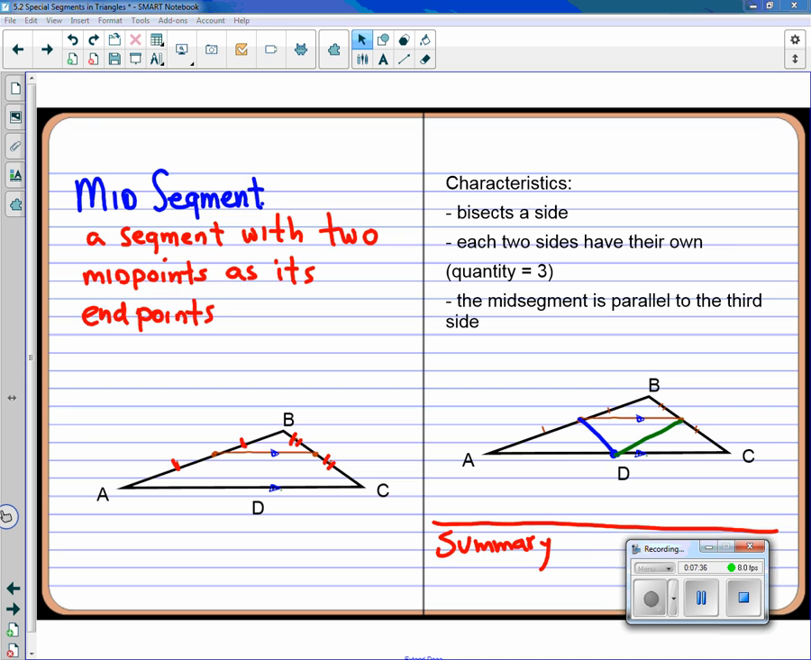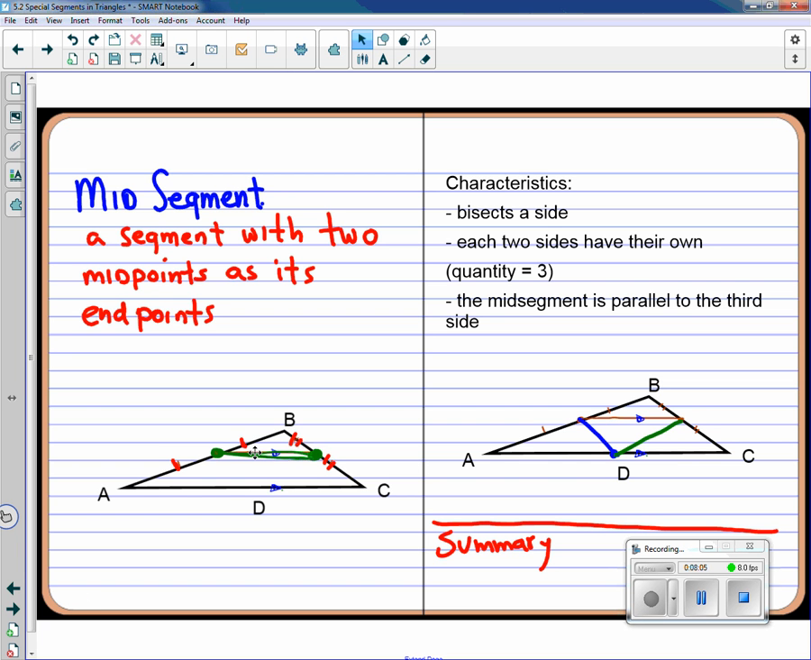All right, and the last one is the mid-segment. Now, a mid-segment is a segment that connects two midpoints. So each side has its own midpoint, right? And when I connect them with a segment, that's called a mid-segment. Now, a couple of characteristics that we should know is that it bisects each side. Each two sides have their own. So that means given any two sides, there's another one, right? So there's basically three of these things.